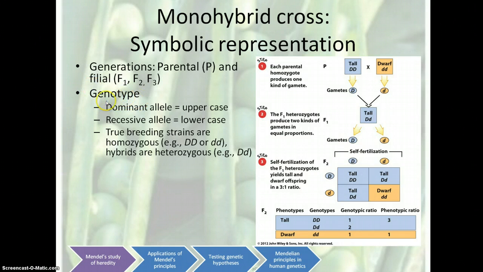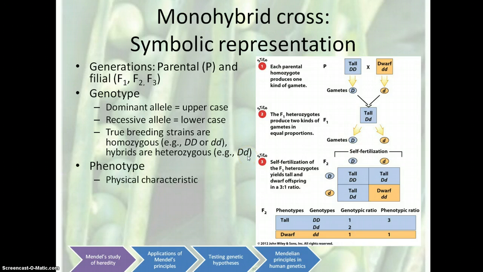And in this case, the dominant allele is always written with an uppercase letter, and the recessive allele is always written in the lowercase letter. And again, as I mentioned earlier, true breeding strains are always homozygous, whether they're homozygous dominant or homozygous recessive, and that's going to be really important for the rest of the session here. Just keep that in mind. True breeding strains are always homozygous, whereas your hybrids are going to be heterozygous. So in this example, having a dominant allele along with a recessive allele.